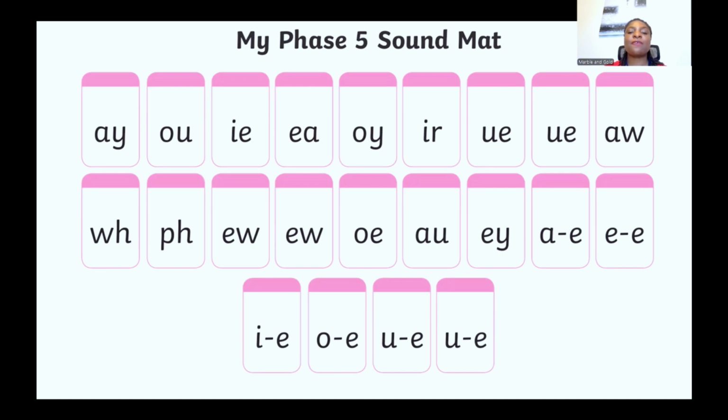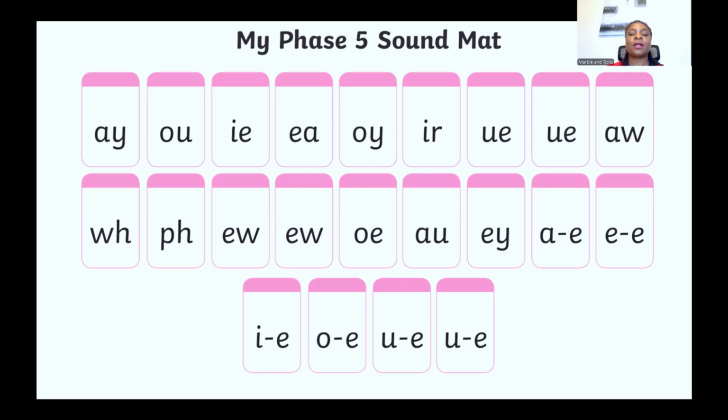So in phase 5, we are concentrating now on alternative sounds and some complex sounds. For instance, you have the IR for girl, okay? You also have the UE for glue, for blue, okay?